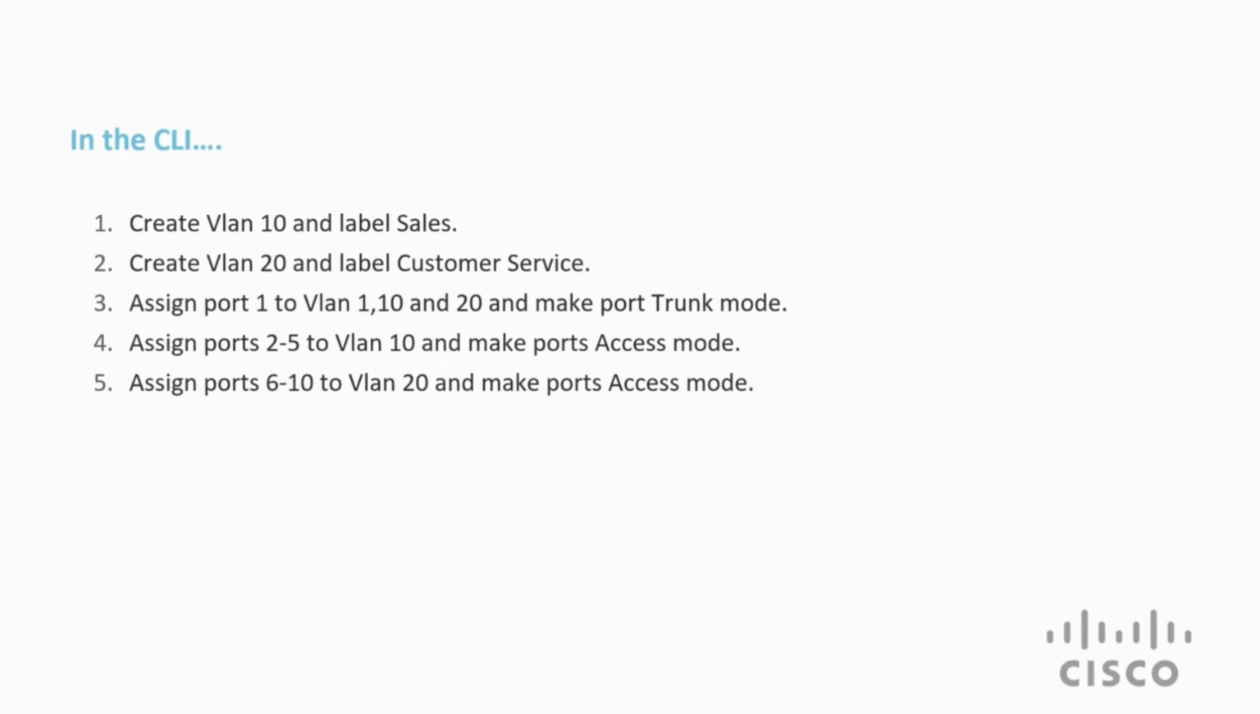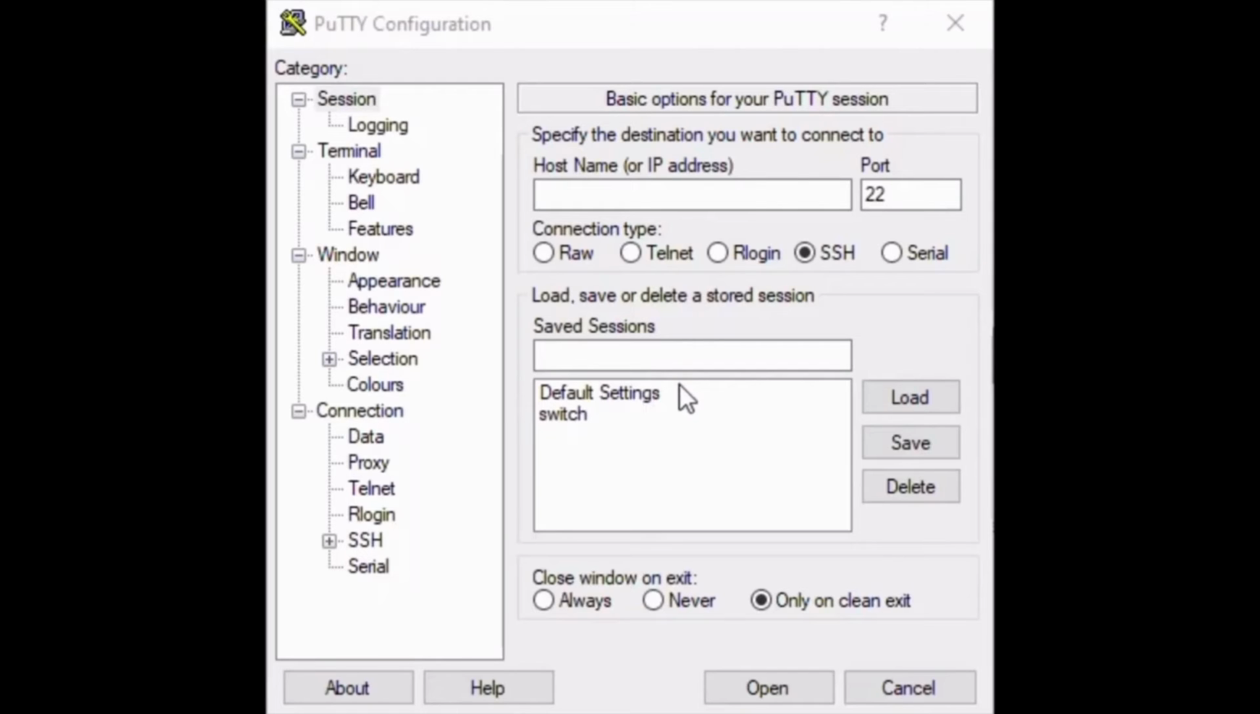For the beginners watching this video, we recommend you use the user interface via web browser. On our diagram here, we can see the traffic is segmented for a little more security. Ports 2 through 5 are for sales only, and ports 6 through 10 are for customer service only. For our first port, we have it assigned to all 3 VLANs, 1, 10, and 20. We have this as trunk mode because we want the switch to be able to carry traffic to the router and to provide access to an internet connection. Next, we'll hop into our CLI.